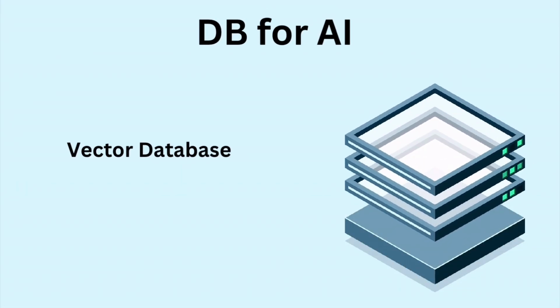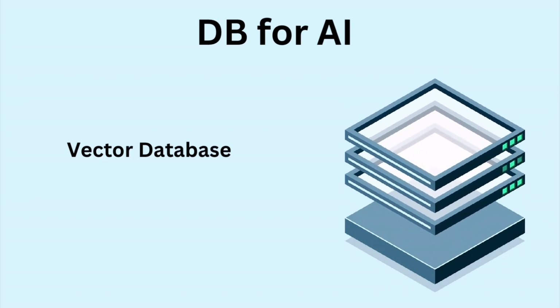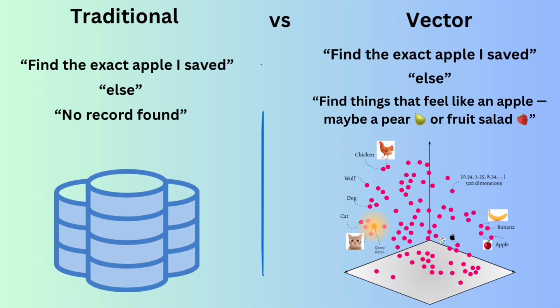Traditional databases are great when you know exactly what to look for, but what if the question is fuzzier? This is the exact difference between traditional and vector database. In traditional database, let's say find an apple. If it is found in the database, I'm going to get the answer. Else, no record found. Then the same query when I execute in the vector database, I'm going to get the apple if it is stored. Else, some other fruits like pears or fruit salad will be returned.